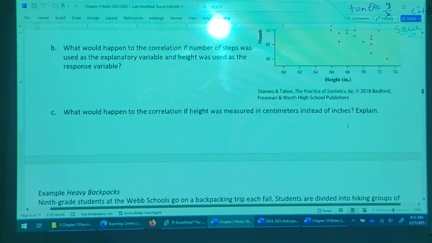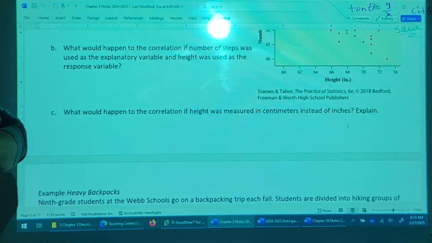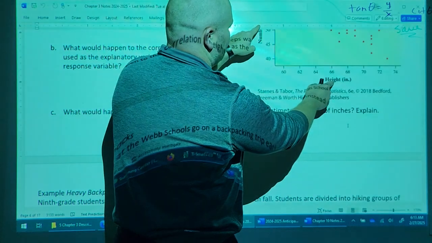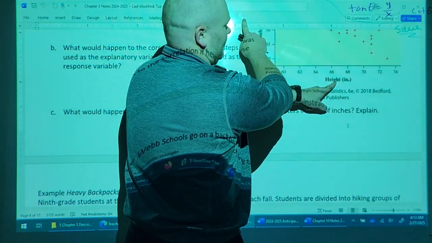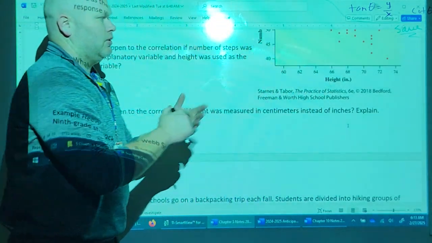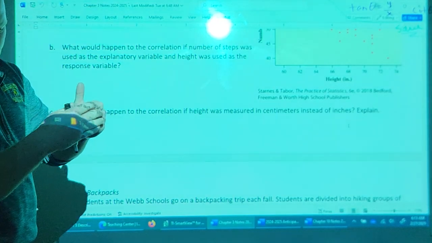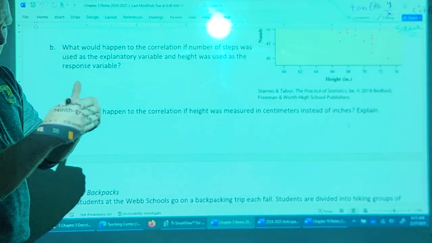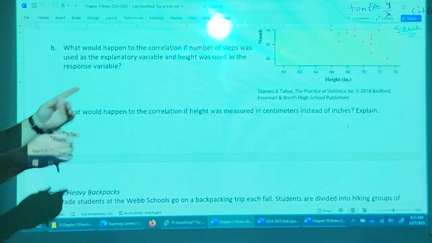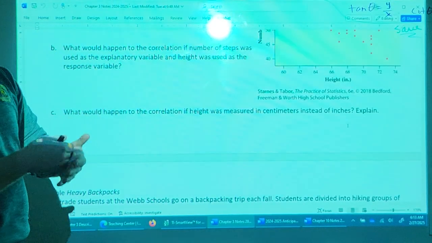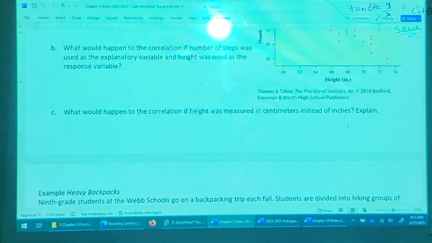All right, next one. What would happen to the correlation if number of steps was used as the explanatory variable and height was used as the response variable? So if we essentially took this height variable and number of steps and switched the axes. Well, obviously the y-intercept is going to change, the slope is going to change, but how the data are associated, the correlation, will not change. So if you switch the explanatory and response, a lot of things are going to change, but the correlation is not going to change.